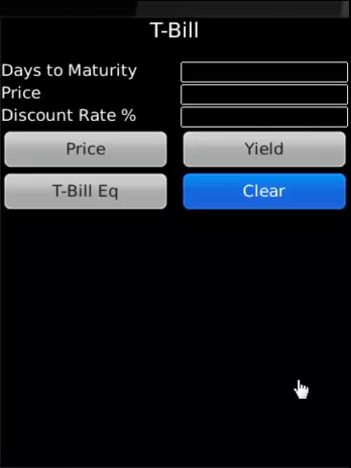Thank you. T-bill BlackBerry application calculates T-bill price, yield, and bond equivalent T-bill yield.